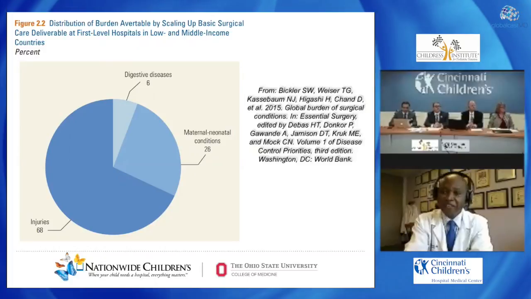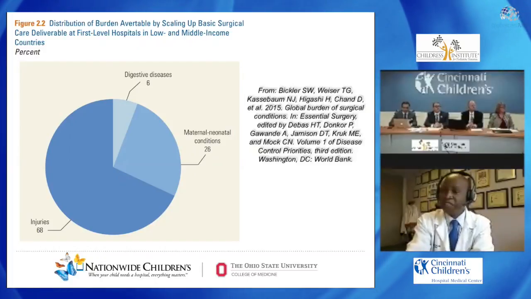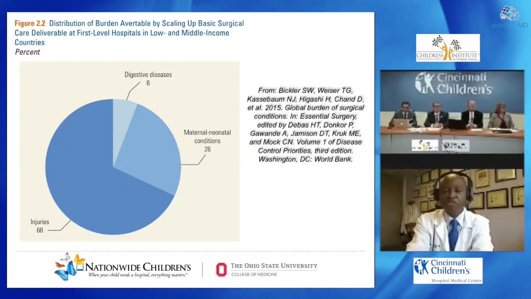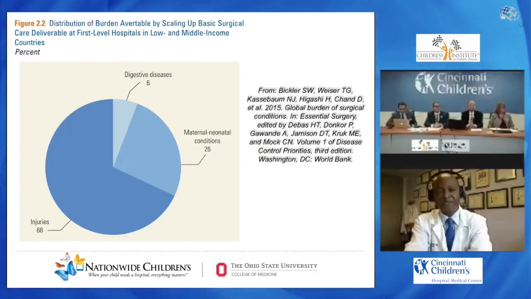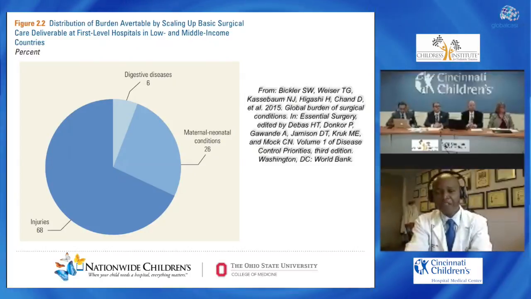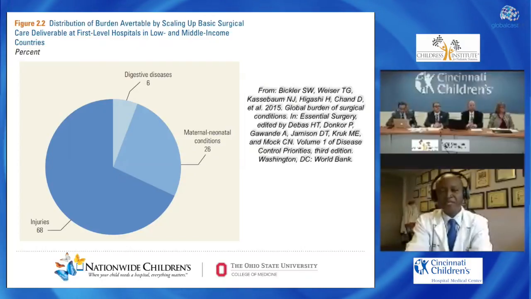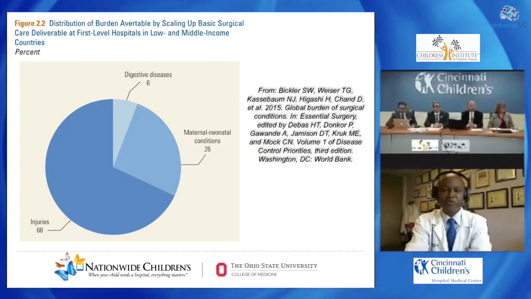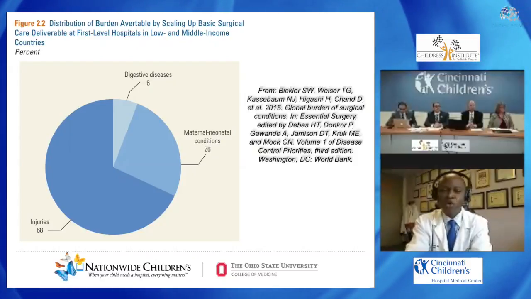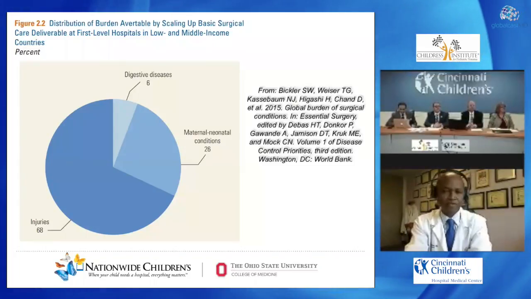Even then, the basic surgical package that I talked about earlier would only treat about 40% of the total burden of surgical diseases. But note that of the 60% that cannot easily be treated, about 84% of that were due to injuries. So that represents about $200 million per year that cannot easily be treated.